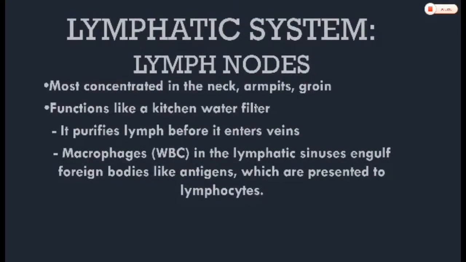Lymph nodes are most concentrated in our neck, armpits, and groin. They function like a kitchen water filter. It purifies lymph before it enters the veins. Macrophages, or white blood cells in the lymphatic sinuses, engulf foreign bodies like antigens, which are presented to lymphocytes.